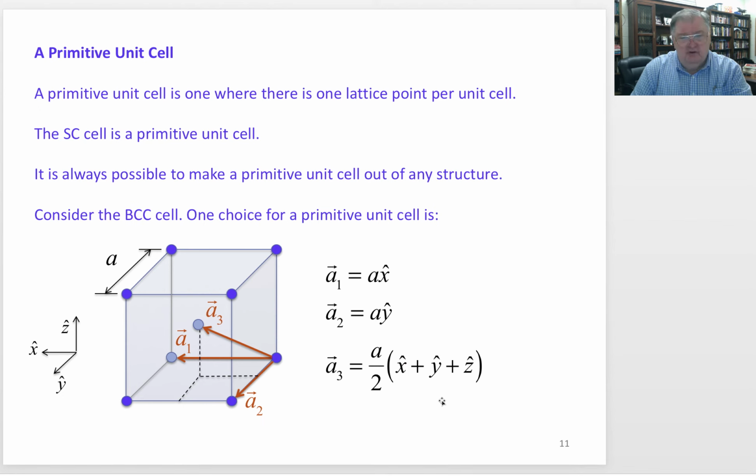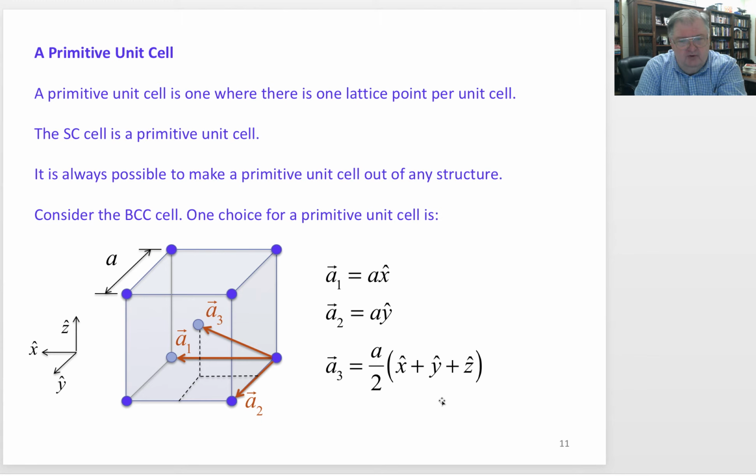What becomes important is what we saw for the simple cubic, where there's 1 lattice point per unit cell. A unit cell where there's 1 lattice point per unit cell has a special name. It's called a primitive unit cell. Okay? The simple cubic structure then is a primitive unit cell, and it's always possible to make a primitive unit cell out of any of the lattices we've seen. I'll show you how to do it. I'll show you a construction technique in a minute. But for example, here's the body-centered cubic cell. Just take my word for it for the time being.